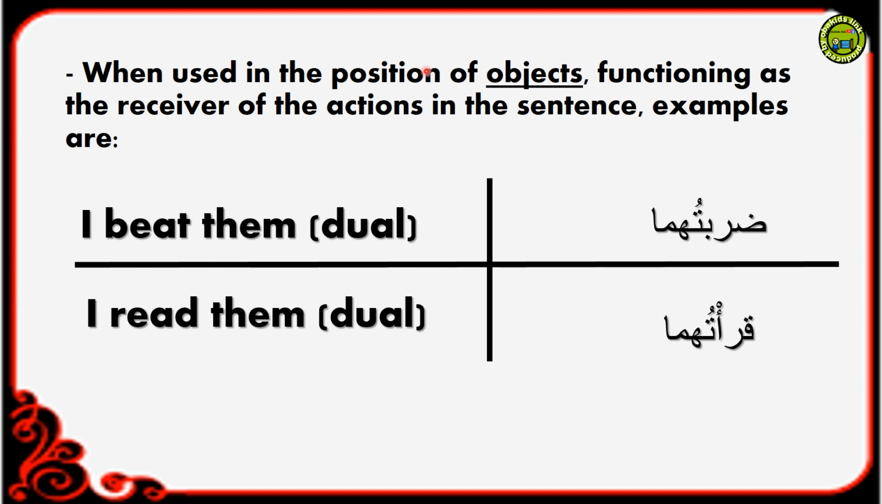When used in the position of object, functioning as the receiver of the actions in the sentence, here we have some examples. Darabtuhuma, I beat them, for dual. Qara'tuhuma, I read them, for dual. So the dual pronoun object here is huma, them, and huma, them.